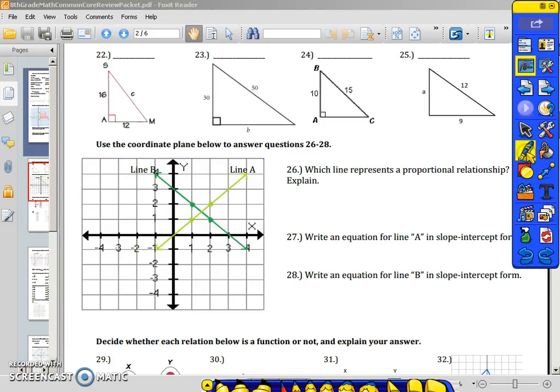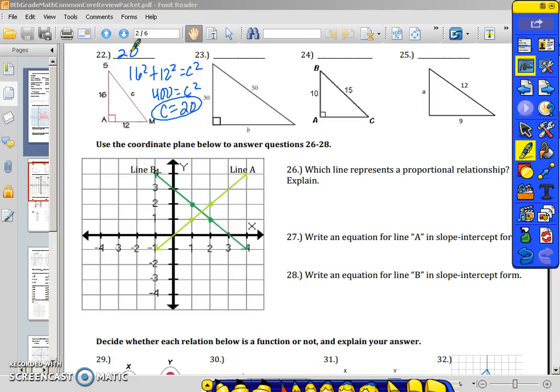Alright, on the back, find the missing length for each right triangle. A squared plus B squared equals the hypotenuse squared. That gives me 400. And the square root of 400 is 20.